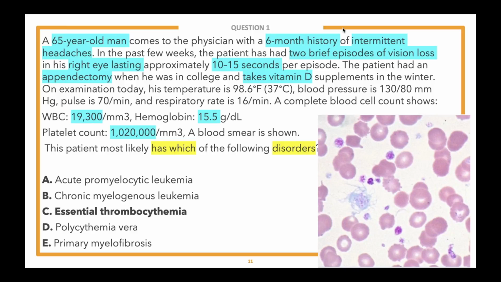So let's go ahead and do that. In answer choice E, primary myelofibrosis, that presents with marrow fibrosis, and thus you would have reduced cell counts of all of the above, which is the opposite of what we have here.